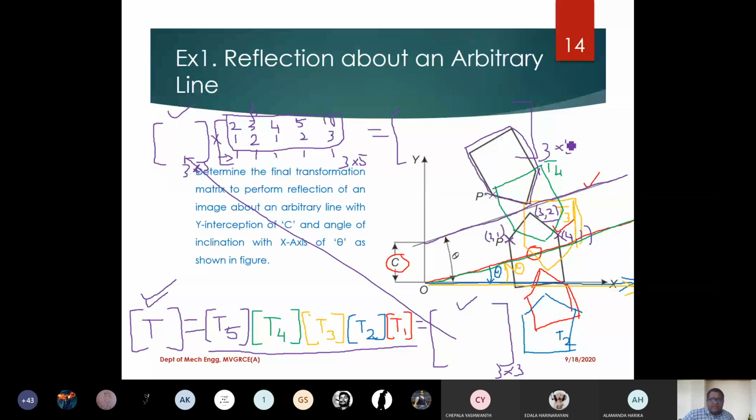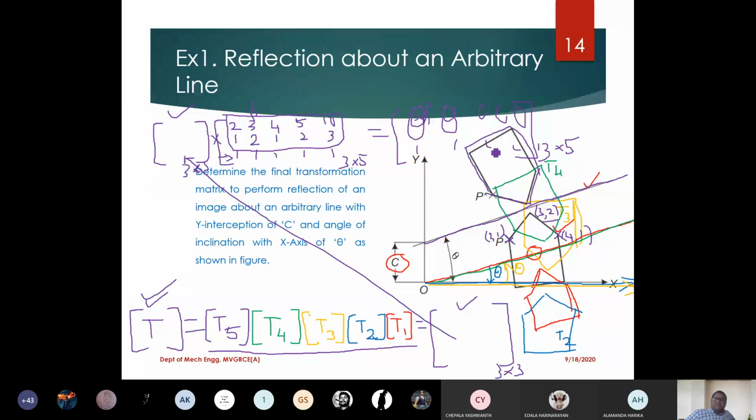After multiplying these two, at the bottom you get ones only, don't worry about that. The top two are nothing but the new coordinates. These are the new x1 star, y1 star, x2 star, y2 star. So these are the new coordinates of the reflected image about an arbitrary straight line. That is how you can perform the final calculation. Is this clear to you?